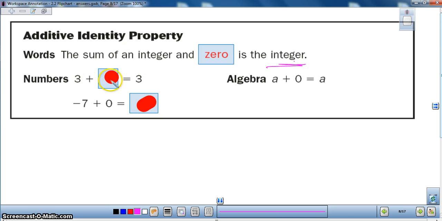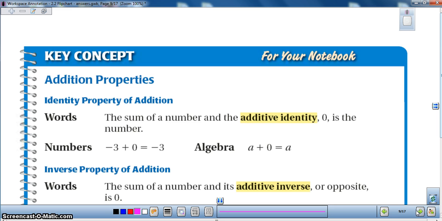You're going to fill in: the sum of an integer and 0 is equal to that integer. That means if I take 3 plus 0, I get 3. If I take negative 7 plus 0, I get what I started with, negative 7. That's called the identity property. 0 is actually the identity in addition. And what the identity means, if you think of when you look in the mirror, it's looking exactly the same as what you started with.